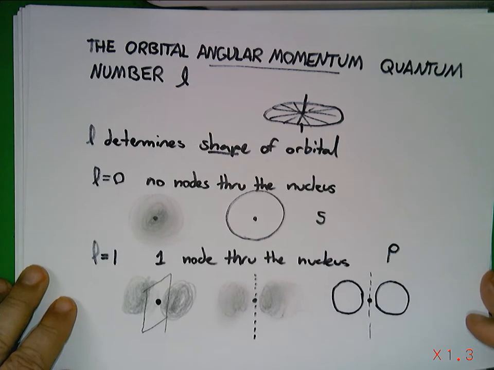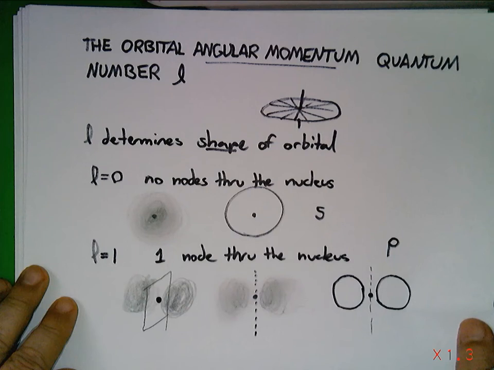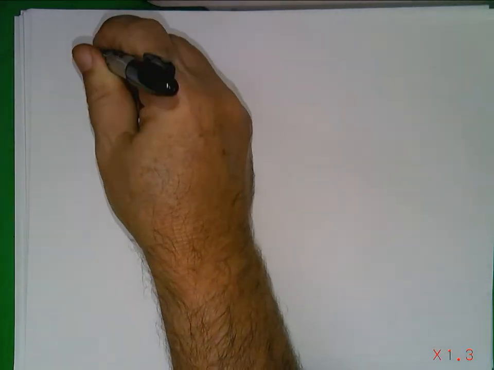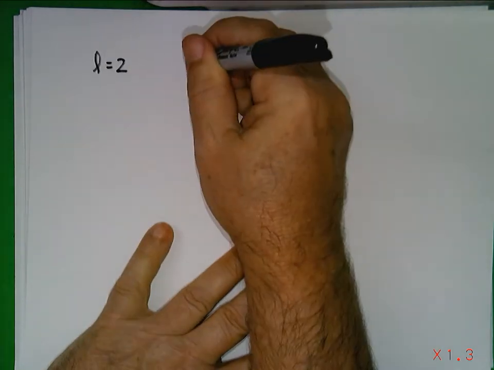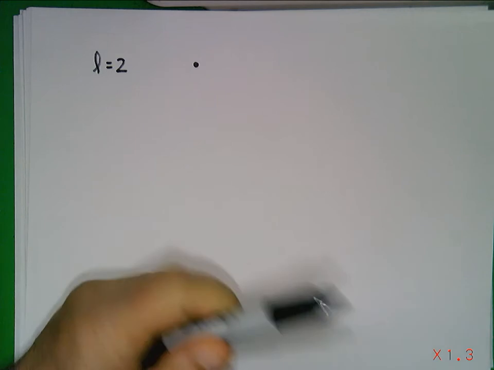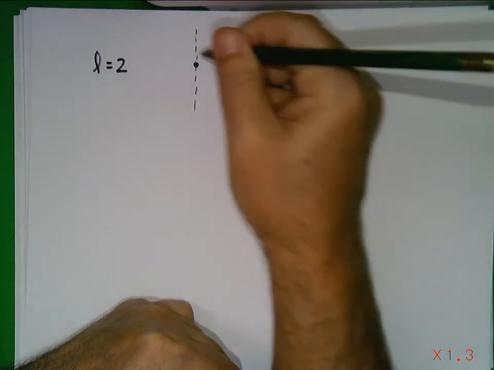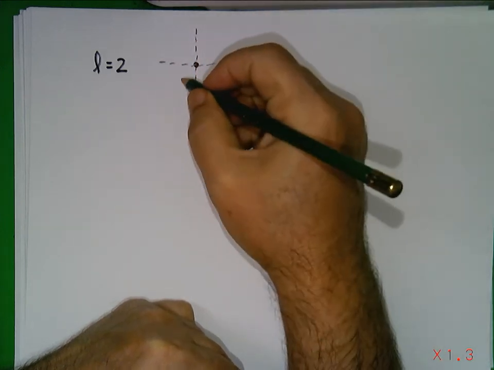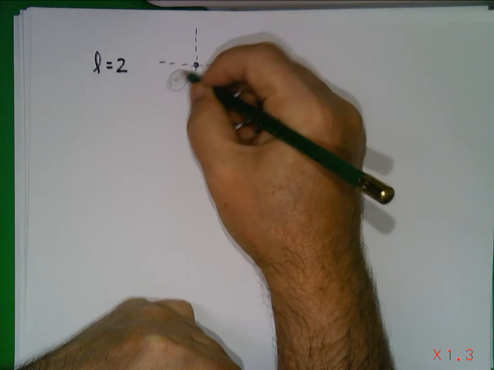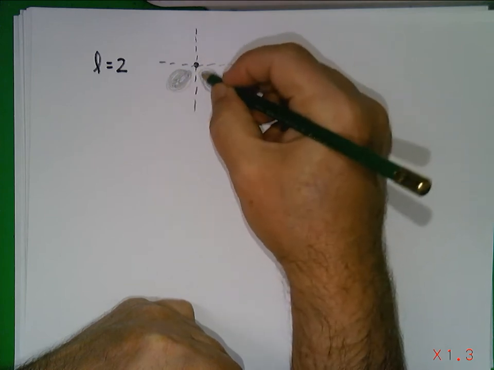Now, are there other shapes? Yep. If you have higher values of L, you're going to get other shapes. Let's look at a couple. If you have L equals 2, you're going to have two nuclear nodes. Here's the nucleus. Let's draw a node cutting through the nucleus here and a node cutting through the nucleus here. Then the clouds are going to be where the nodes are not, so you're cutting the cloud into 4 pieces.